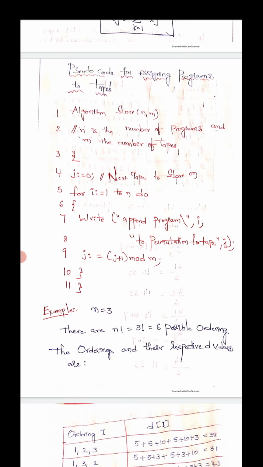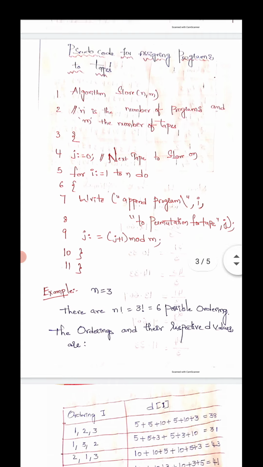And then we write append program. Append, in the sense we need to add program i, comma, to the permutation for that particular tape, in the sense j. Okay, we have to write the operation to be performed: j is assigned to (j plus 1) mod m. And then we close the brace. If you see one example, then you will understand it in a clear-cut way.